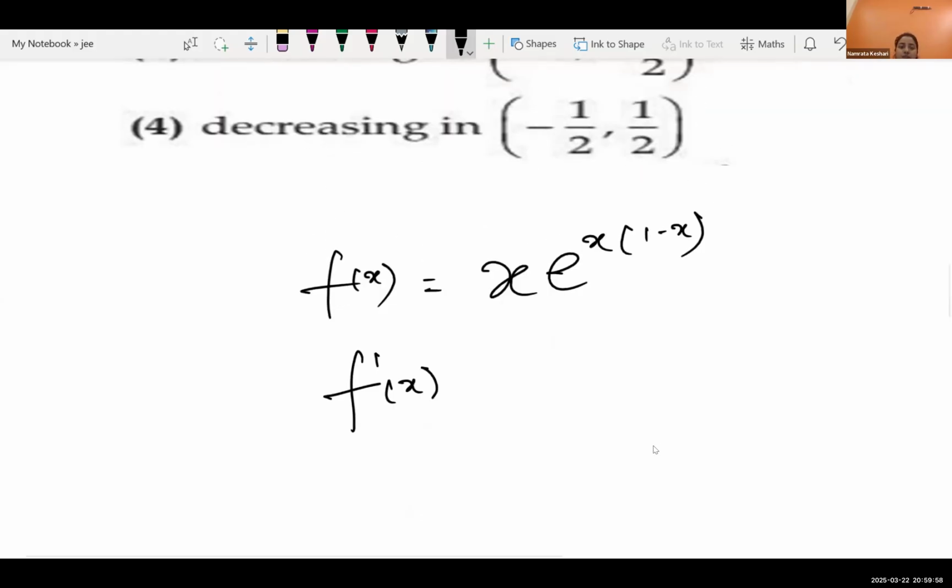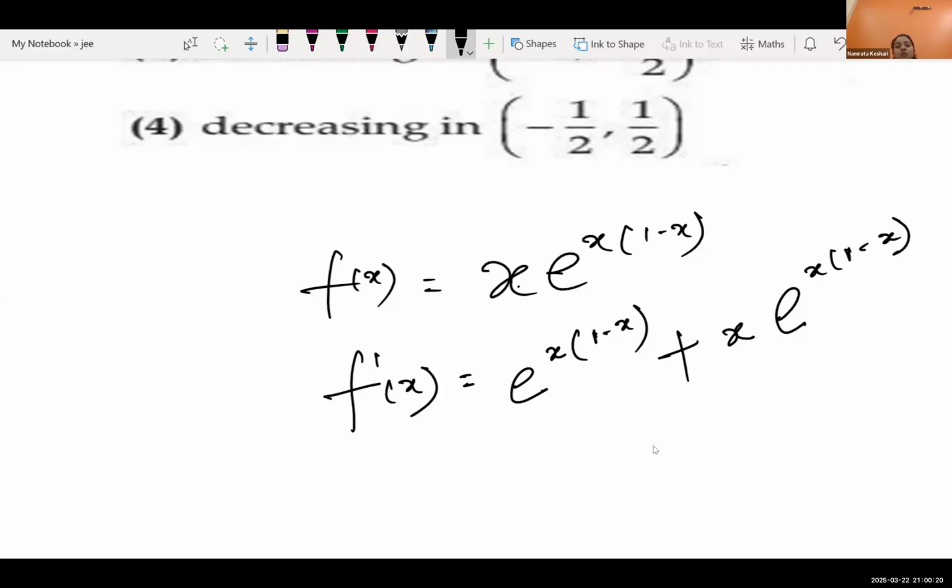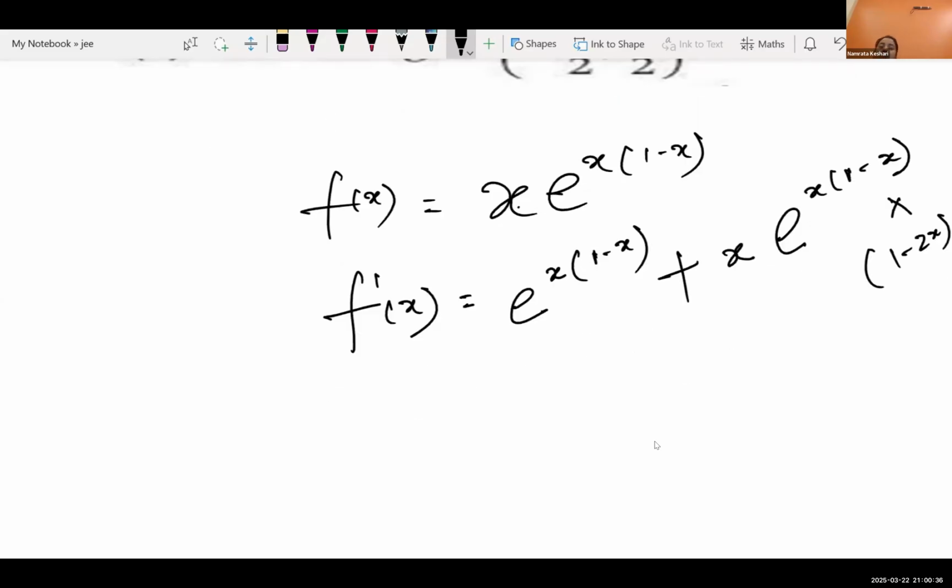Our f dash x, okay, we'll be using the UV method. The derivative of the first function is just 1, so we have 1 times e to the power x(1 minus x), plus the first function as it is, x, times the derivative of the second function. The derivative of e to the power x is e to the power x, but in chain rule, you have learned how to deal with this. So it is better to take the power as x minus x square, right? The derivative of x minus x square will be 1 minus 2x, so multiplied by (1 minus 2x). Getting it? This is our f dash x.